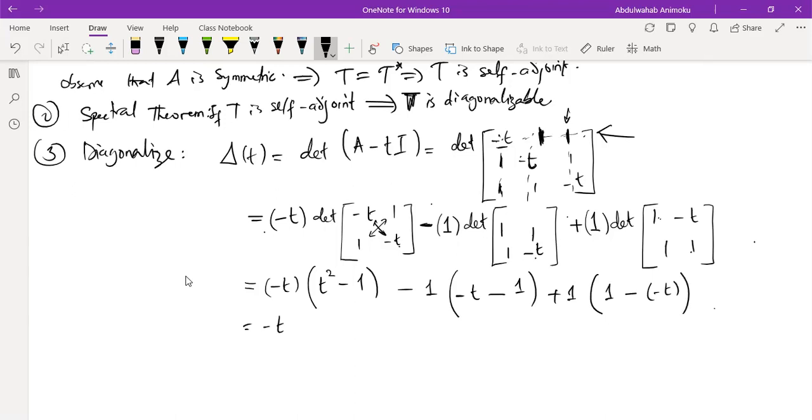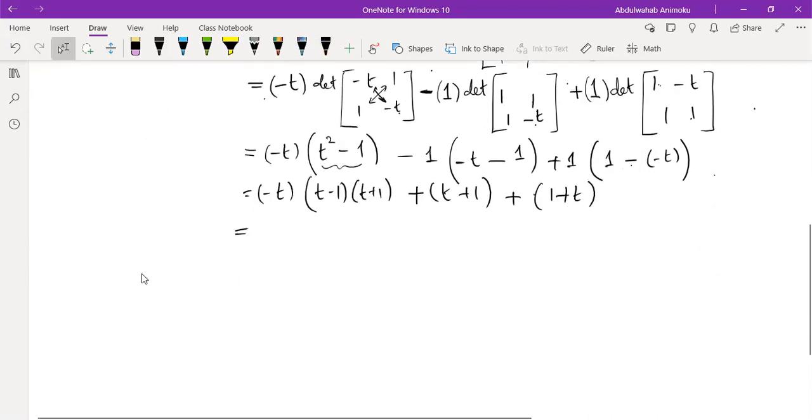So we have minus T. Now, this is a difference of 2 squares, so we can expand this to be T minus 1, T plus 1. Then for this one, we can see that when we multiply through by minus, we have plus. Minus 1 times minus T, that was plus T, minus 1 times minus 1, that is plus 1. So we have this. And finally, in the last one, we have 1 times 1, which is 1, and then minus times minus T, which is 1 plus T again.